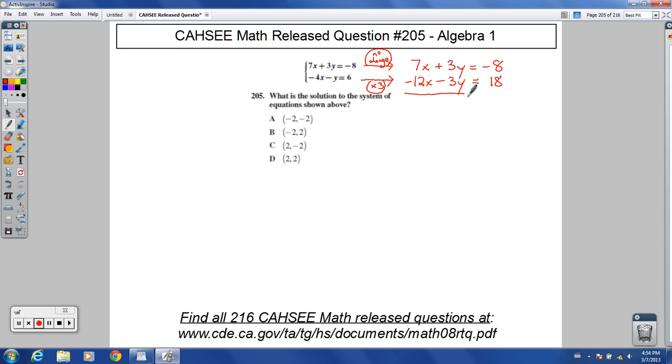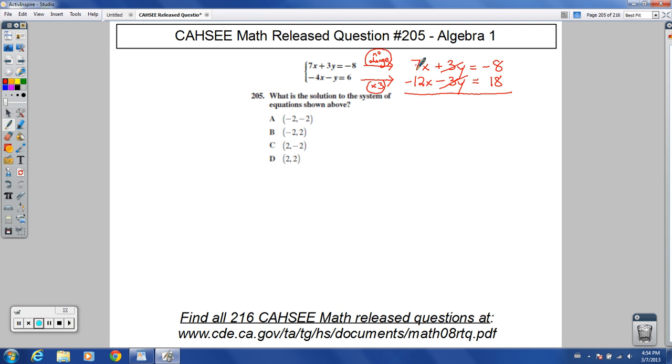By doing that, since the x's line up, since the y's line up, I've now gotten a positive 3y and a negative 3y. These two are going to cancel each other out. Here I could have actually multiplied by 4 and negative 7. That would have worked as well to get the x's to cancel out. So that's another option you could do. But this was the easier way, because I have to only multiply one equation by something.